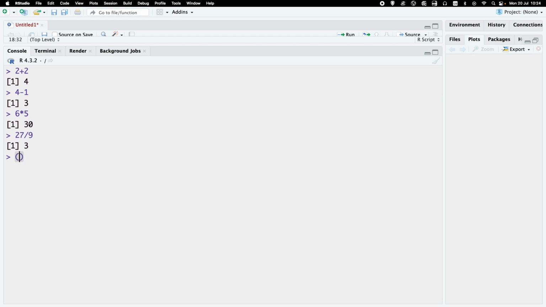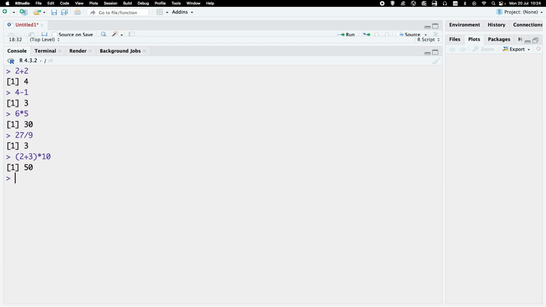We can also use brackets. So for example, 2 plus 3 times 10. So 2 plus 3 should be 5 times 10. Hopefully this will give us the right answer, and it does. So we can use brackets and we do all the usual mathematical operations.